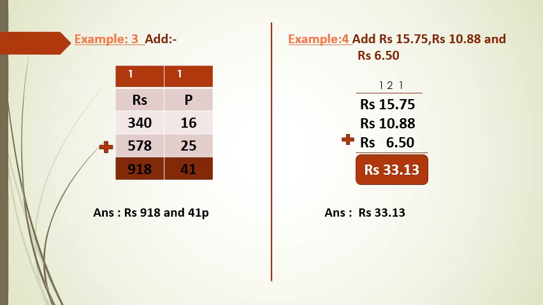So we are going to follow the same rule. We are going to write the amounts in separate columns and we will start addition from right. So girls, I think you can do the sum independently, right? So please do yourself and then we will check the answer. Okay, so let's start. Done. The answer is rupees 33.13.